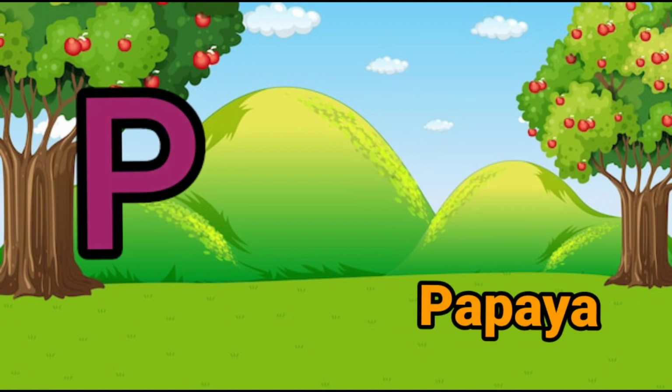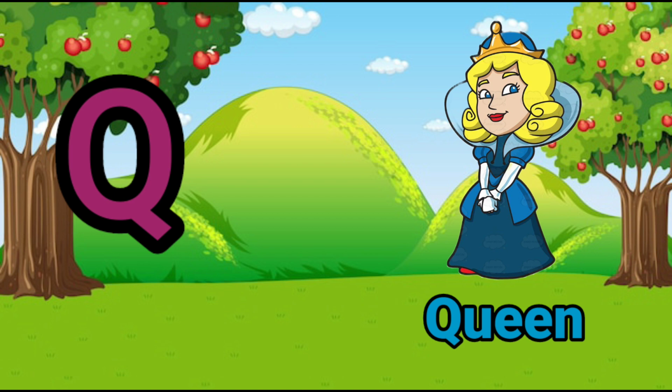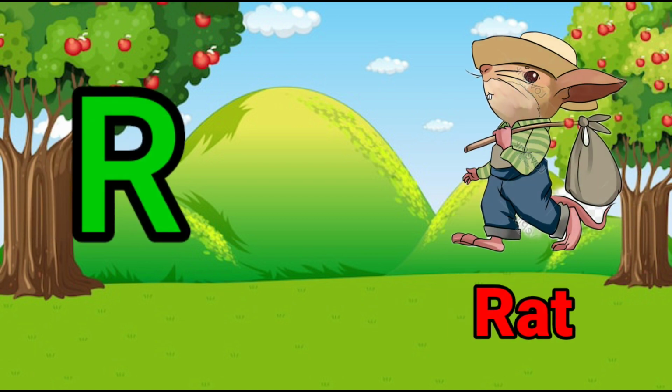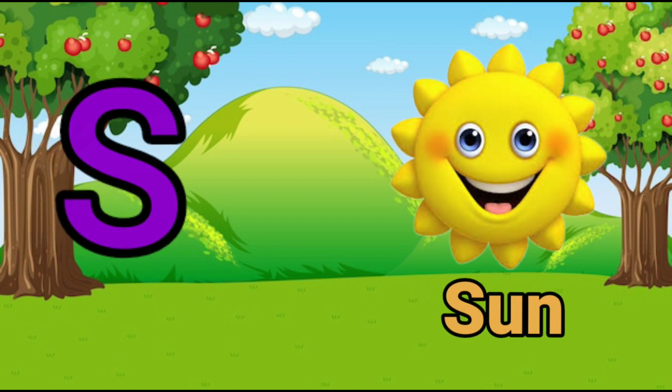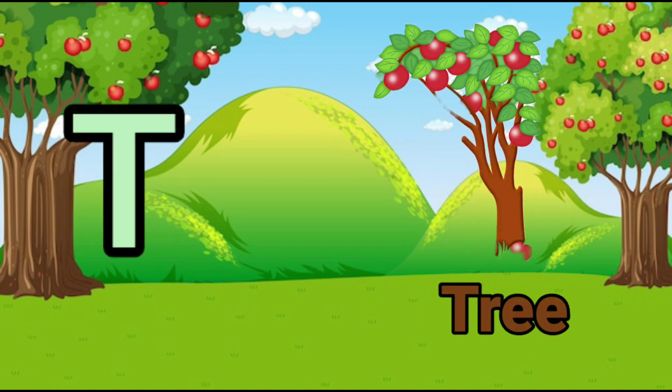P for papaya. Q for queen. R for rat. S for sun. T for tree.